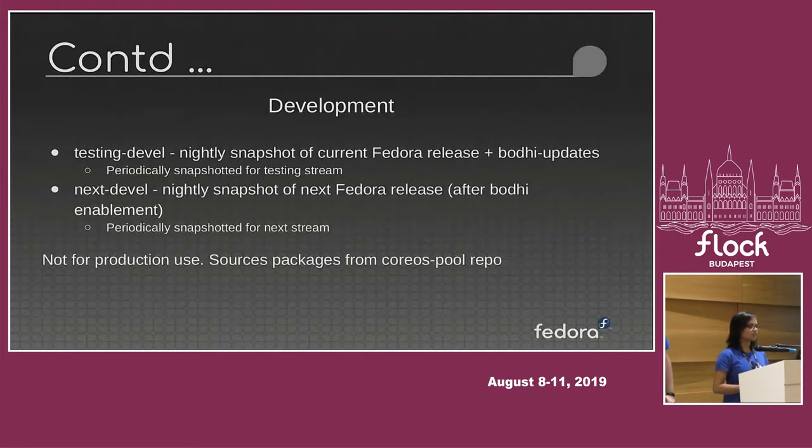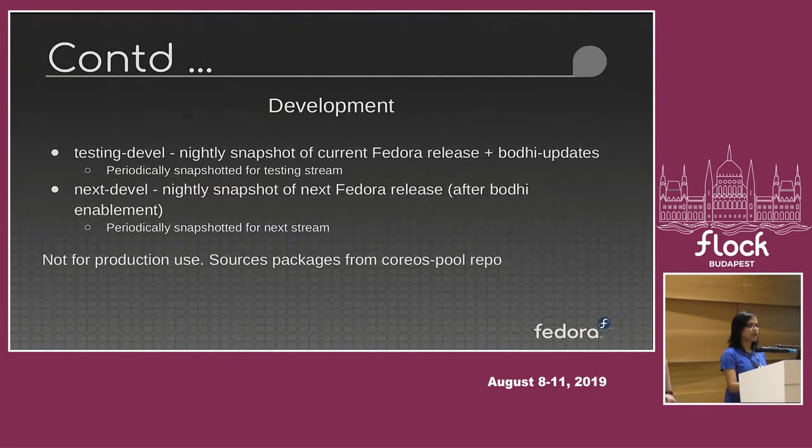And next-devel is for tracking the next stream. So whatever comes in next gets snapshotted from next-devel. It contains the upcoming Fedora release, which will be Fedora 31 in this case. And this is not recommended for production use. This is mainly for developer testing, or mostly things will be running in the CI, so we catch any regression in advance and before getting anything into testing.